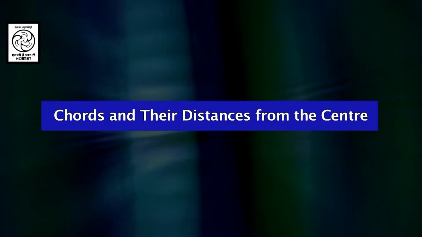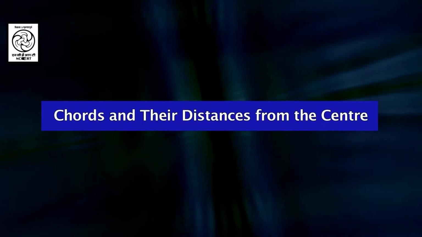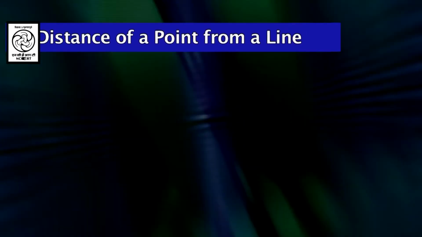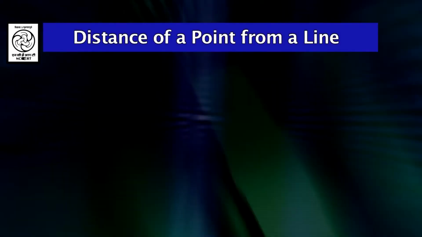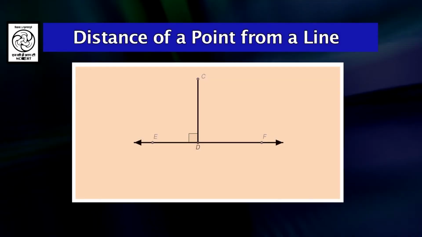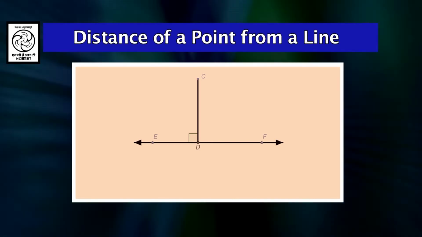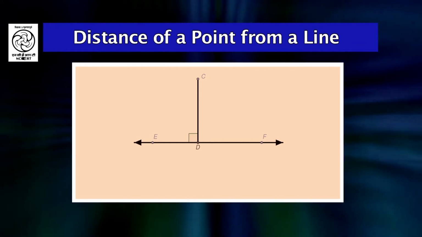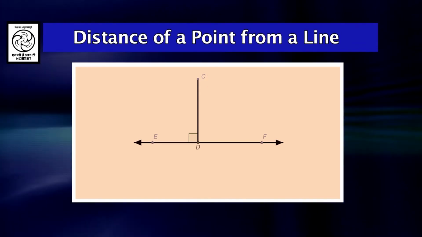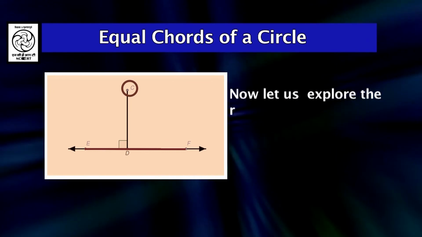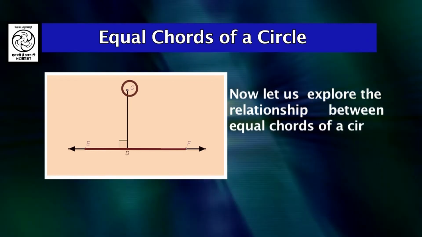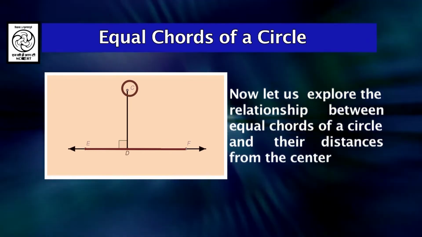Let us move towards chords and their distances from the center. So, first we define distance of a point from a line. In the figure, the length of this perpendicular CD is defined as the distance of C from the line EF. Let us explore the relationship between the equal chords of a circle and their distances from the center.